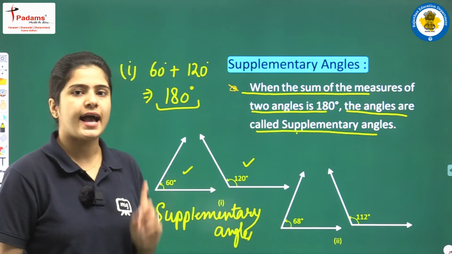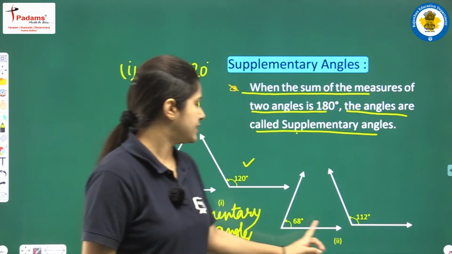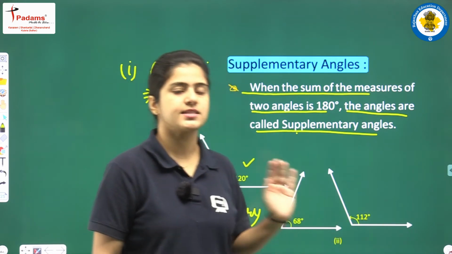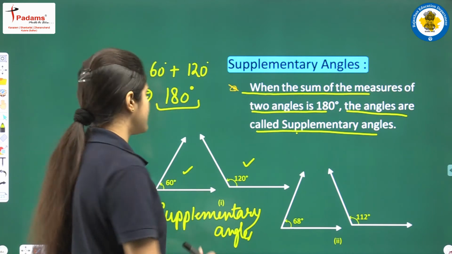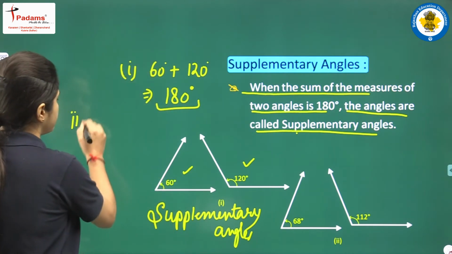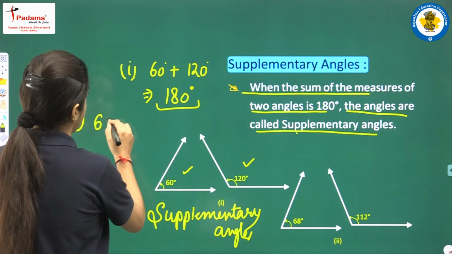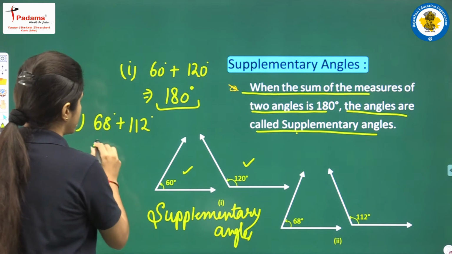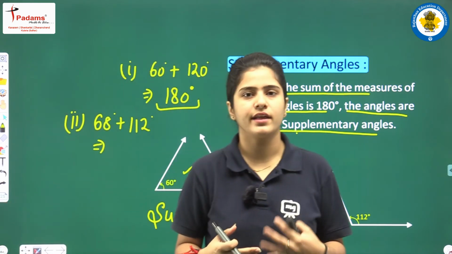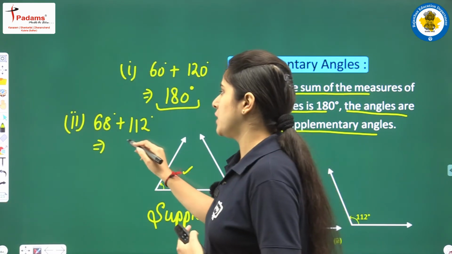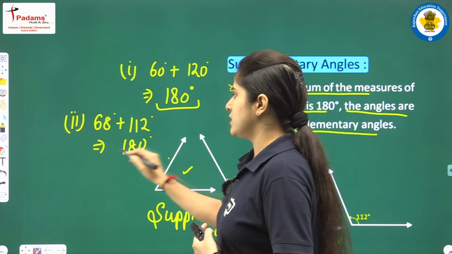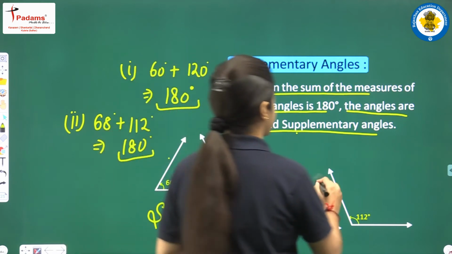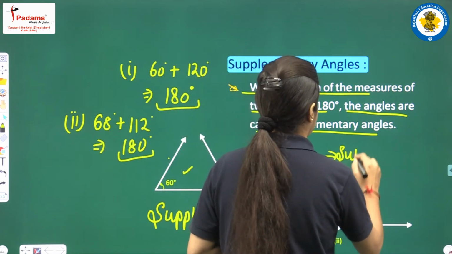Having a look at another part, that is 68 degrees and 112 degrees. You have to check whether these two angles are supplementary angles or not. That is the second part, 68 degrees plus 112 degrees. 68 degrees plus 112 degrees is equal to 180 degrees. So this is also a pair of supplementary angles.